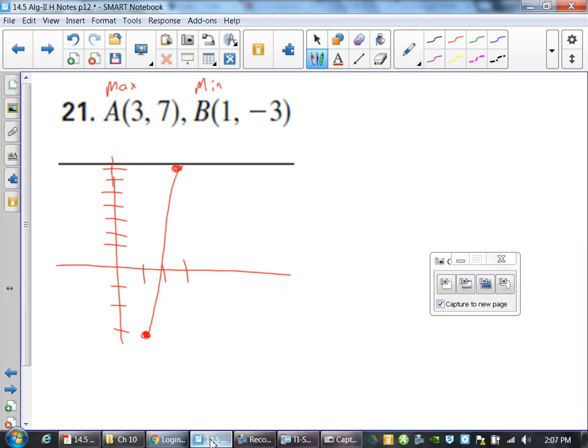So what's 7 and -3? 4. What's half of that? 2. So my K value is at 2. So I know K is 2.